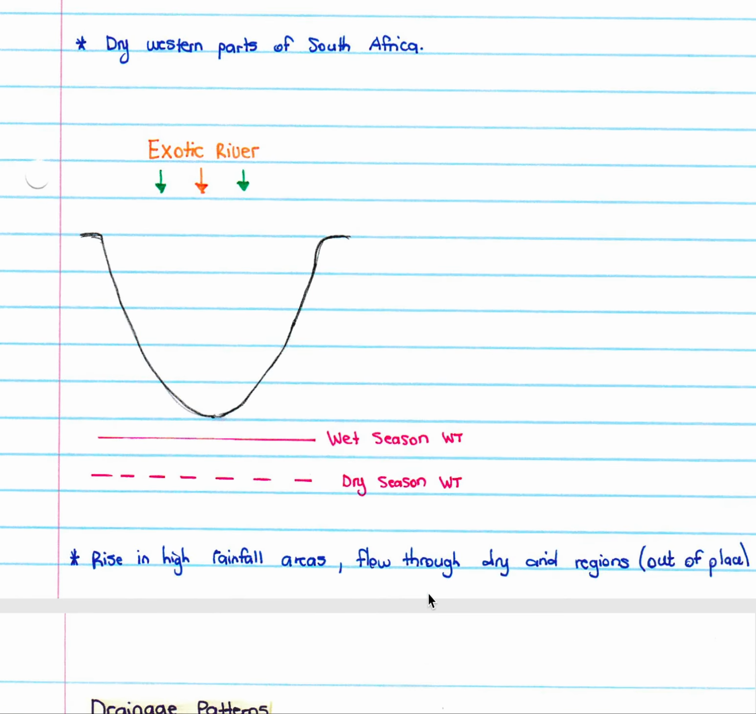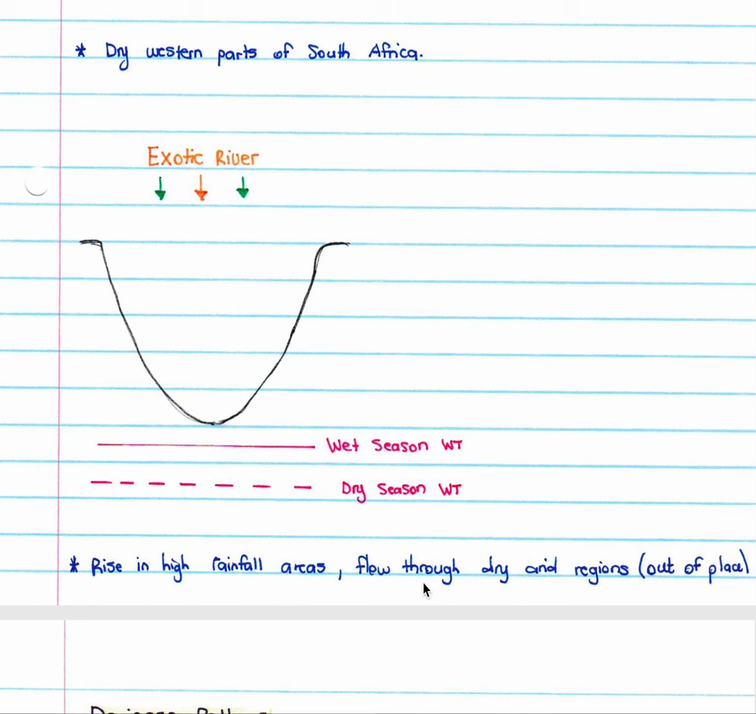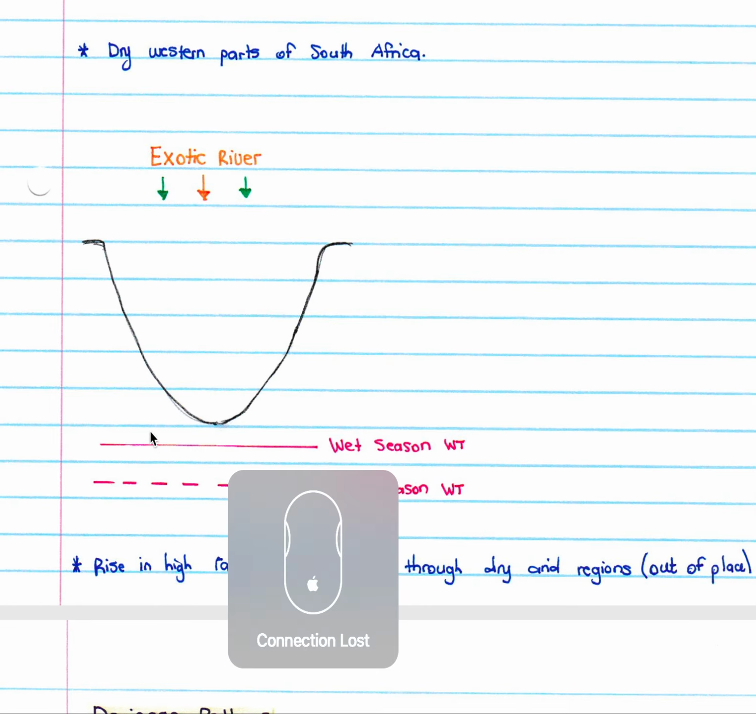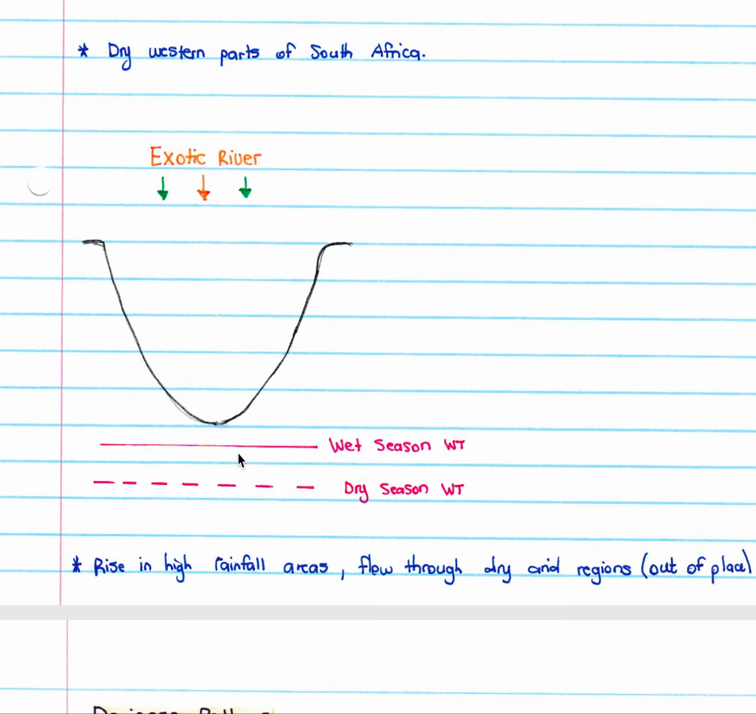Next, we look at an exotic river, which is a river that rises in high rainfall areas and then flows through dry, arid regions. You can see that the wet season water table is below the riverbed, and the dry season water table is also below the riverbed. The river never enjoys base flow.